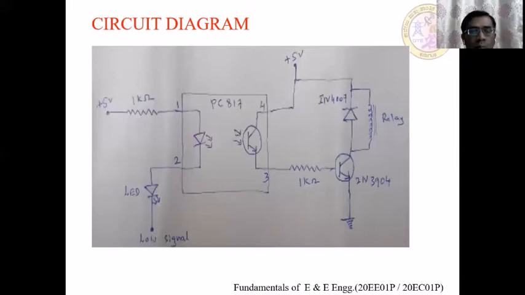The output of the optocoupler will not drive the relay directly. So we have used a transistor 2N3904, which is an NPN transistor, to drive it. The pin number 3 of the optocoupler is connected to the base terminal of the transistor 2N3904, which receives the current across its base and turns on, and this transistor drives the relay.